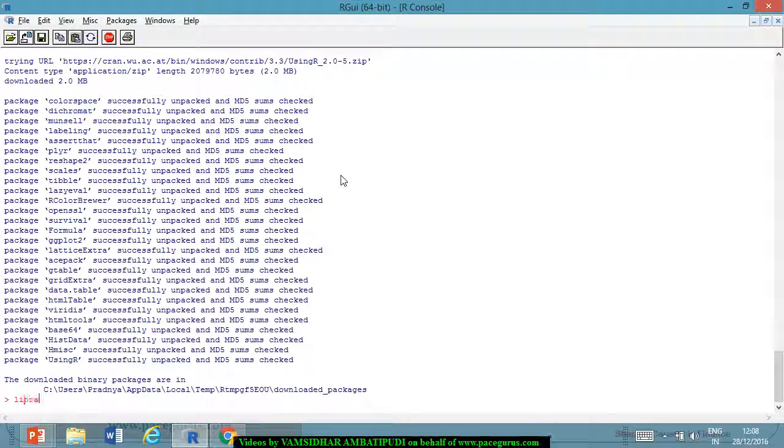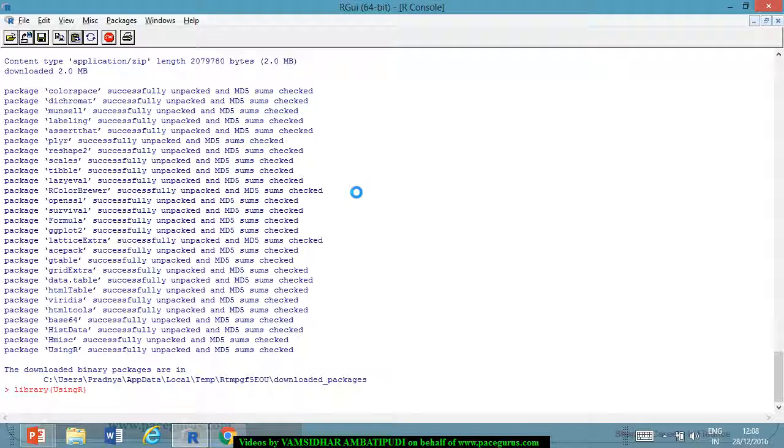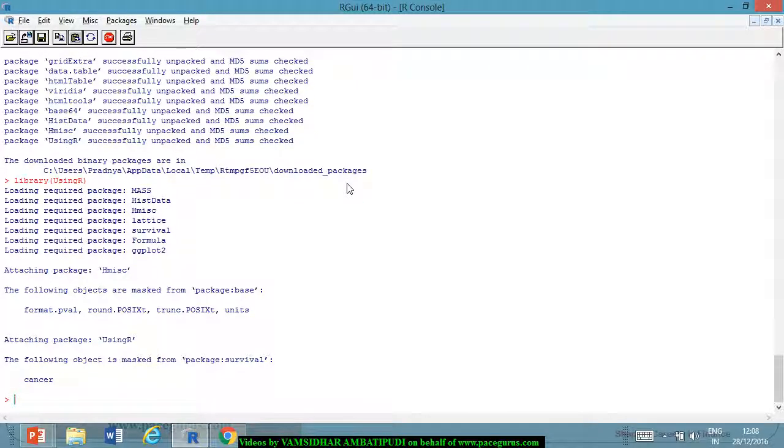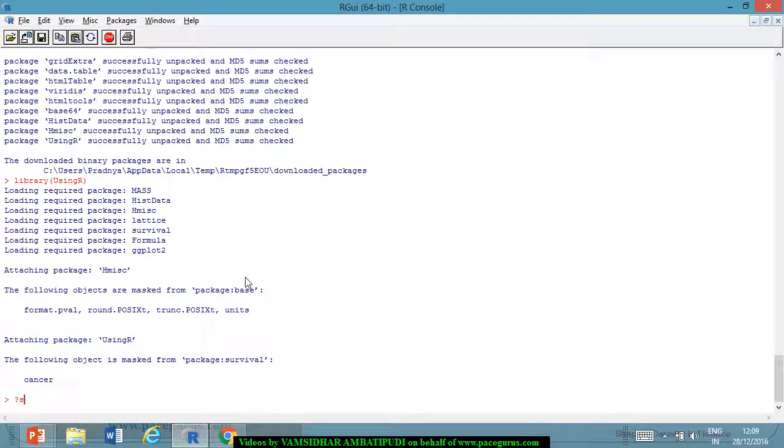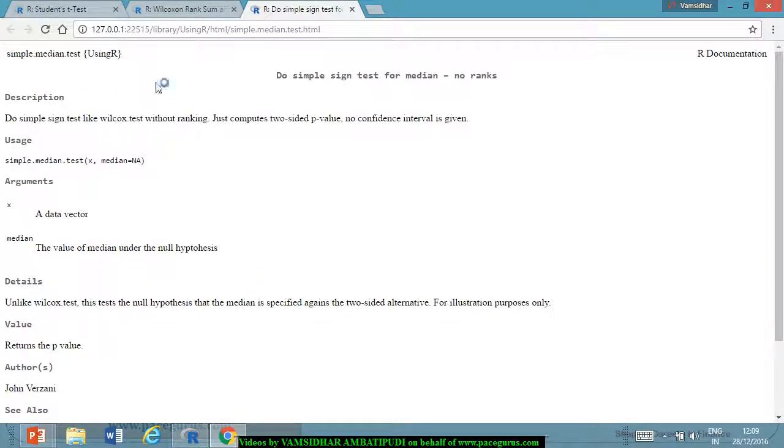Okay, now that the packages are installed, let me load the package using R. The package is loaded for me, so I need to use simple.median.test. If I look at it, simple.median.test, find out the help relating to it. It does simple sign test for median, no ranking. So it does simple sign test like a Wilcox dot test without the ranking.